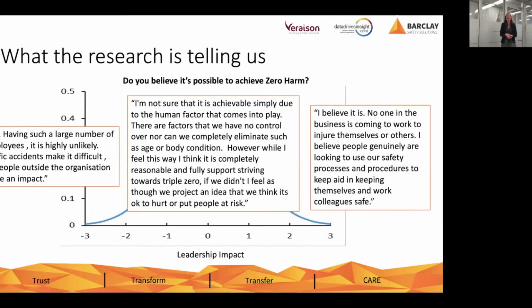All right, I believe it is. No one in the business is coming to work to injure themselves or others. I believe people genuinely are looking to use our safety processes and procedures to keep aiding keeping themselves and work colleagues safe. Now, it's hard because we might read something like that and go, yeah, but what about these things?